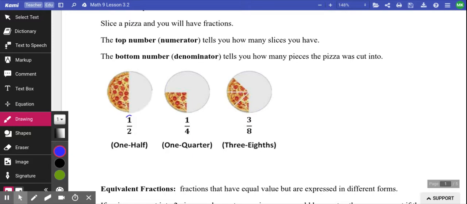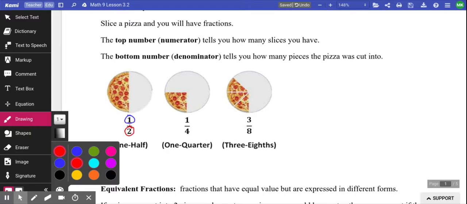The 1 represents the amount you have. The 2 represents how many pieces you've broken it up into. So we had one entire pizza, and we broke it up into 2 halves. There's this half, and there's this half. That's why the bottom number is 2. We broke it into 2 pieces, and you only have one of those 2 pieces. Hence why it's 1/2.